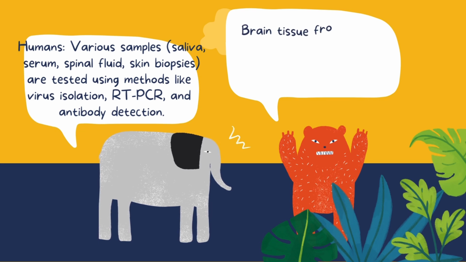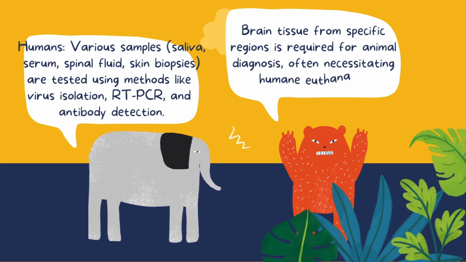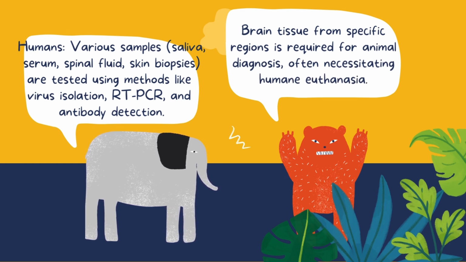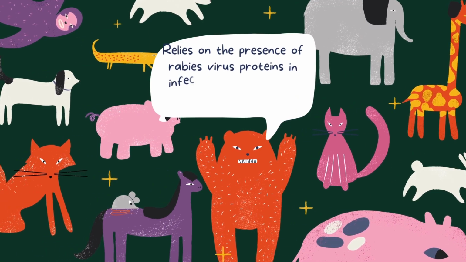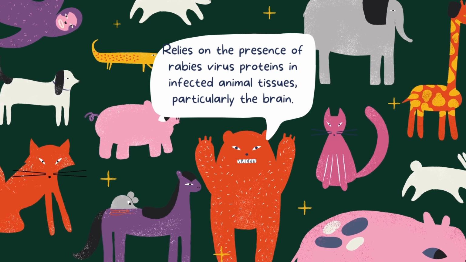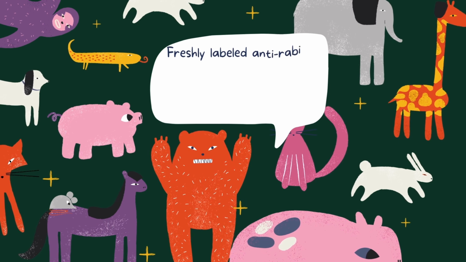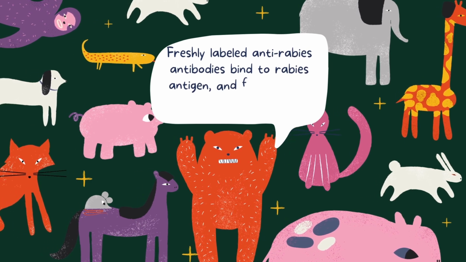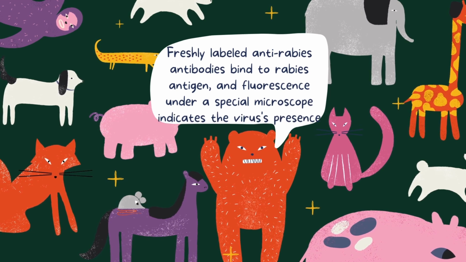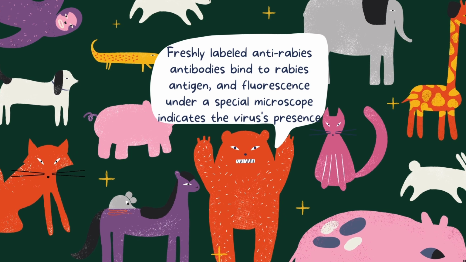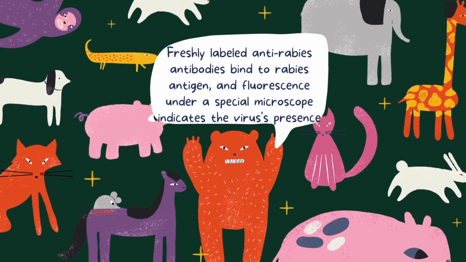Different methods including virus isolation and RT-PCR for saliva and antibody detection in the serum and spinal fluid are employed. The DFA test relies on the presence of rabies virus proteins in infected animal tissues, particularly the brain, using freshly labeled anti-rabies antibodies. These antibodies bind to the rabies antigen when incubated with the suspected brain tissue, and fluorescence under a special microscope indicates the virus's presence.